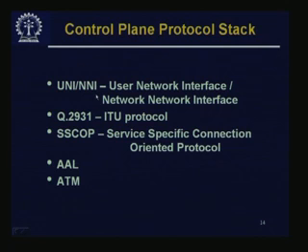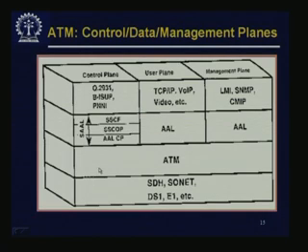the NNI. Okay. Then there is a part called Q.2931, which is an ITU protocol for setting up paths, and then SSCOP, that means service specific connection oriented protocol, and of course you have the AAL and ATM layers. We have already talked about these two layers earlier. So, unfortunately this whole scheme came out to be quite a complex one. So, we will not go into all the details of this.